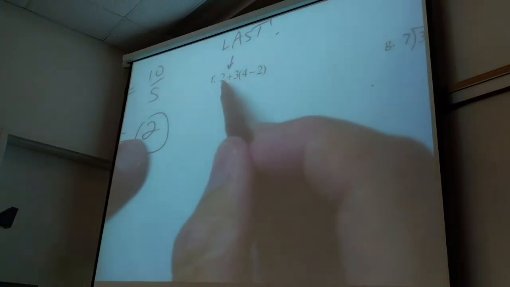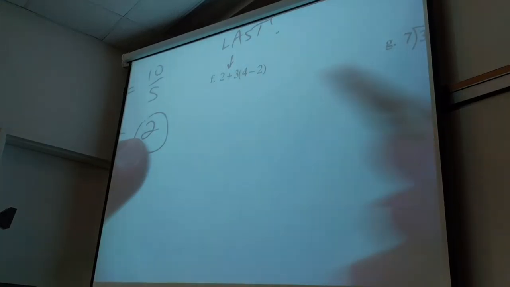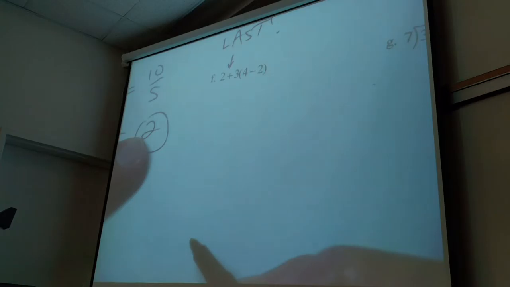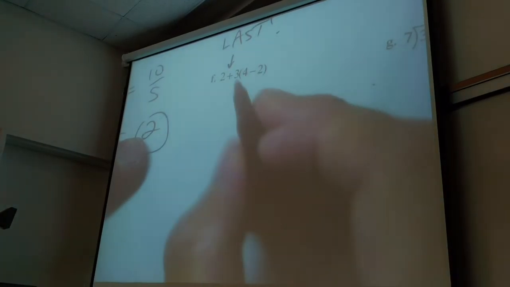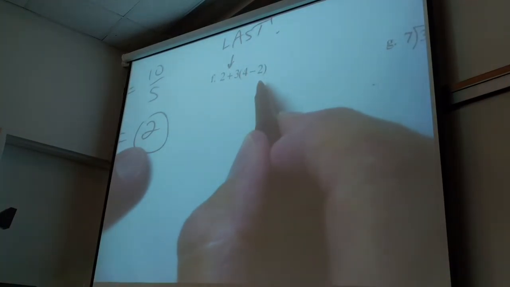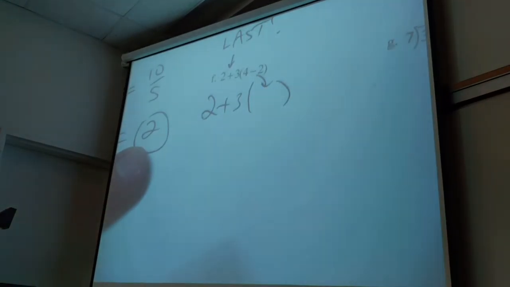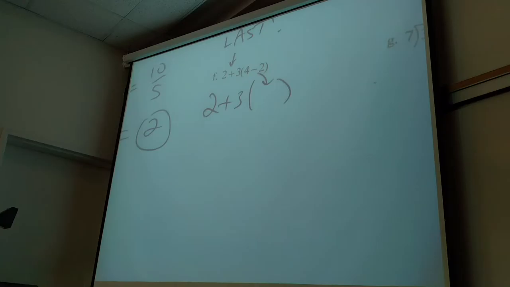Because the big mistake here is people say 5 times. What the hell? How do you get 5? This is 2 plus I don't know yet. Right? So what do I do first? 4 minus 2. Good. No? No. In the parentheses. Now, technically, you could distribute the 3, because distributive property is true. You could distribute the 3. But why would I? I know what 4 minus 2 is.